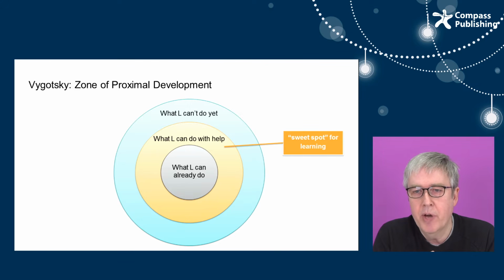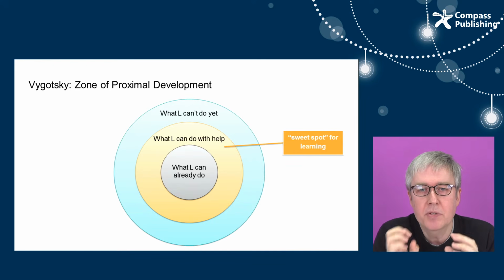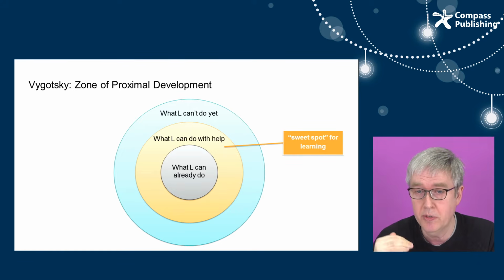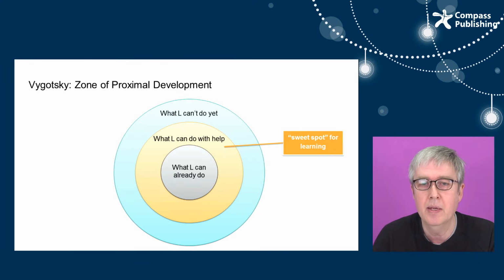This is what Vygotsky called the zone of proximal development. That's a very fancy word, but basically it just means the sweet spot, the ideal spot for learning to happen. So with a little bit of help, students can perform the task, practice the task, and gain mastery of the skill. So this is what we're looking for when we give scaffolding. We're trying to help students move from the area of what they can already do to the area where they need a little bit of help.